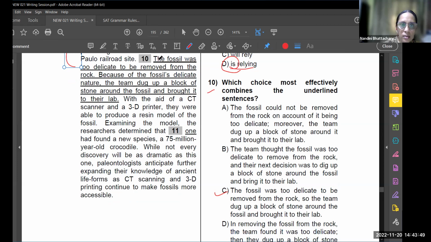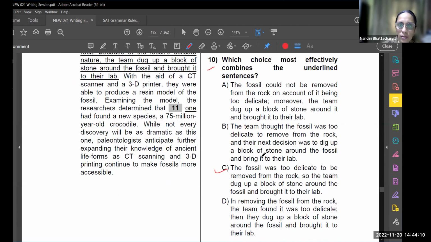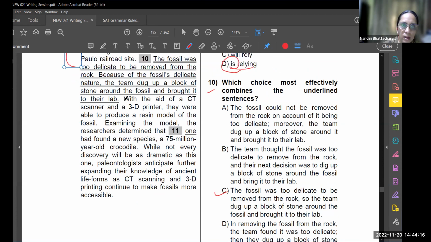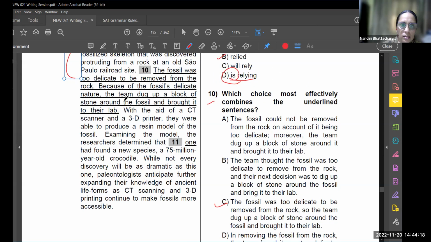The sentences are: the fossil was too delicate to be removed from the rock. Because of the fossil's delicate nature, the team dug up a block of stone around the fossil and brought it to their lab. Now, if you are to combine these two, we have to remove repetition first thing, right? So if we look at A, the fossil could not be removed from the block on account of it being too delicate. So what is the focus of the sentence?